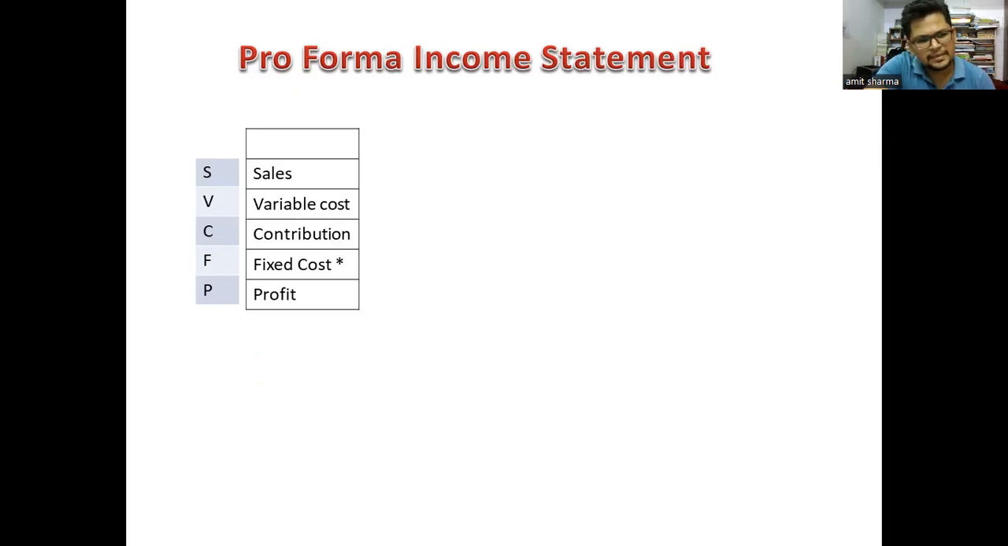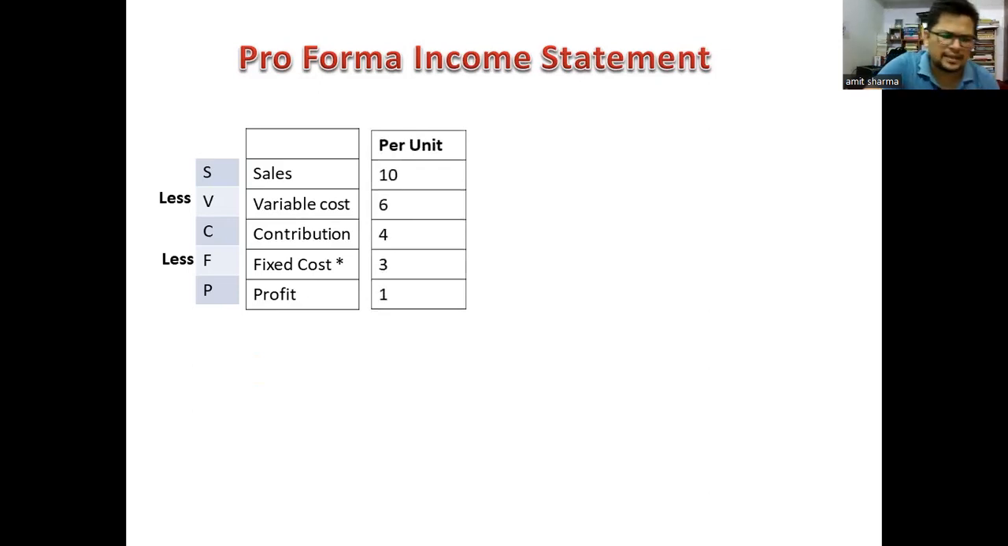Now we discuss what contribution is. Contribution is what we recover over the variable cost. The amount of sales which is over the variable cost is known as contribution. There is an income pro forma. You can see the headlines in the pro forma income statement. So S minus V equals contribution, minus fixed cost equals profit.